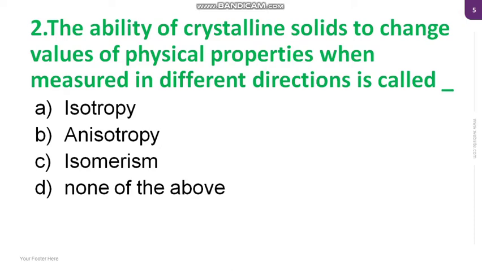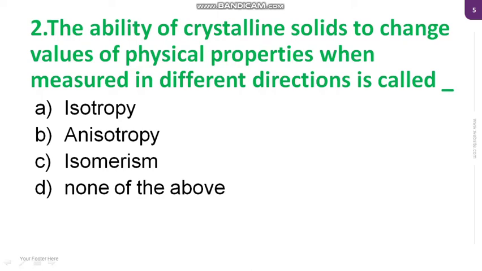Next, second MCQ. The ability of a crystalline solid to change values of physical properties when measured in different directions is called as. This is the definition, an important property governed by crystalline solids. There are four options. Option A is isotropy, option B is anisotropy, option C is isomerism, and option D is none of these.